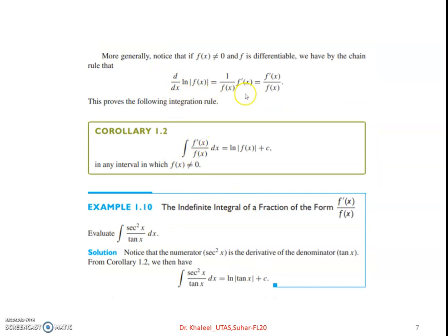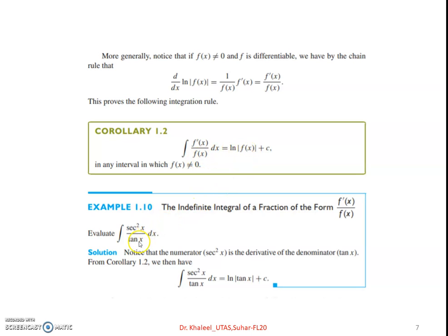We have used this formula in finding the logarithmic derivative, that is, the derivative of ln of f(x) using the chain rule: the derivative of ln f(x) is f prime over f. So when the derivative of this is this, then the integration of this is this. Therefore, the integration of f prime x by f(x) dx is ln of f. Note that if the numerator is the derivative of the denominator, then the answer is ln of the denominator.